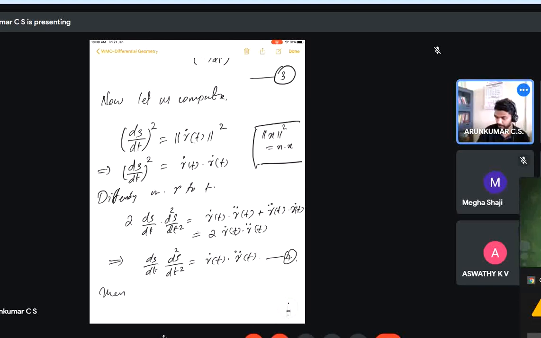Then substitute equation 4 in equation 3.